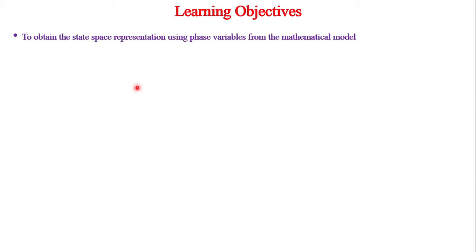Rather, the mathematical model of a system is straight away given to us in the form of transfer function or the differential equation. How to do it? So one of the methods to do this is applying the state variables from the mathematical model and then deduce the state space analysis. So let us see how it is done.